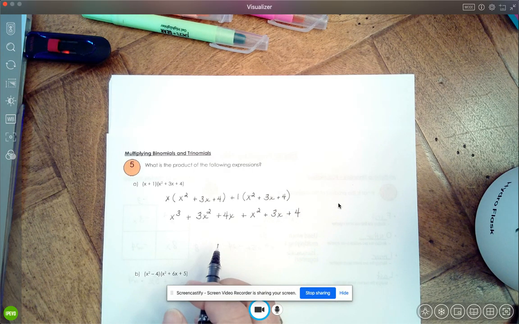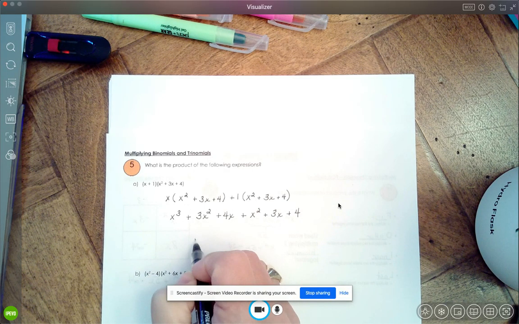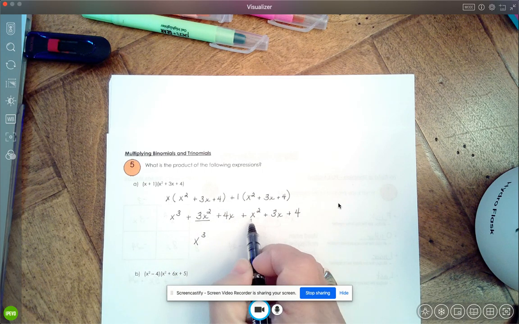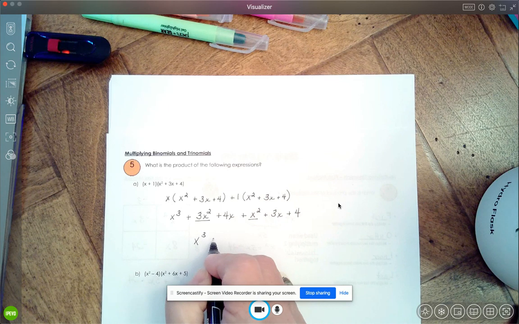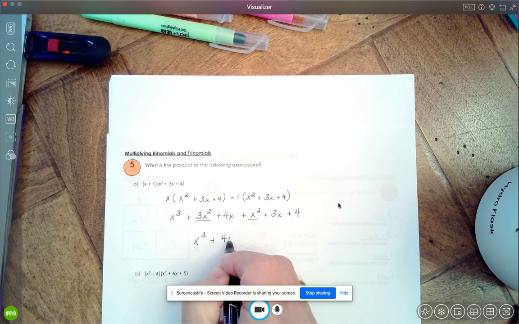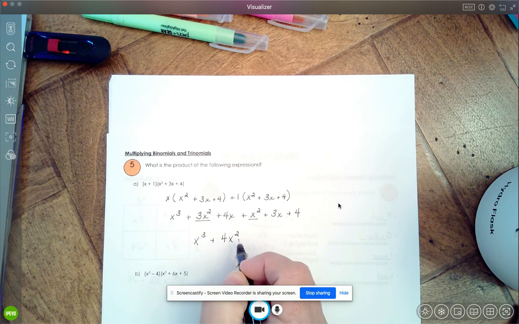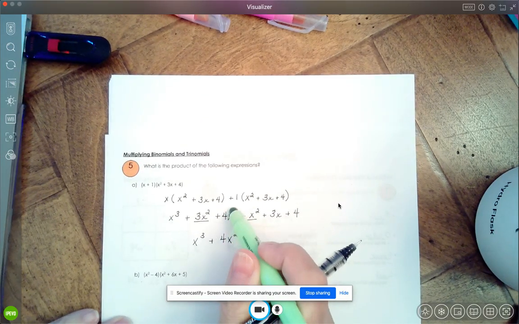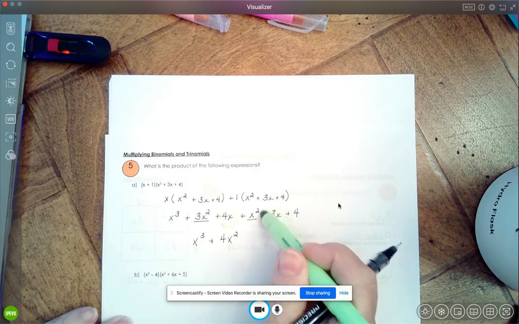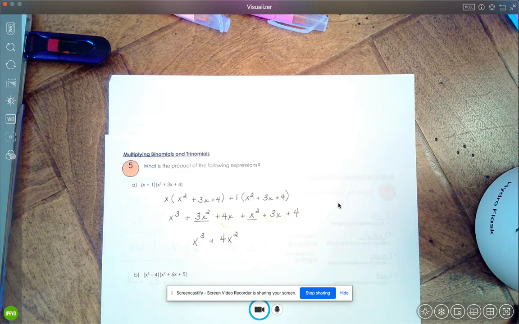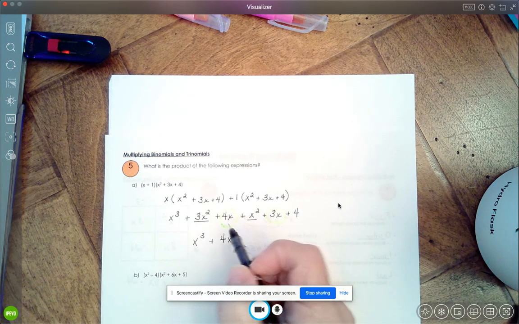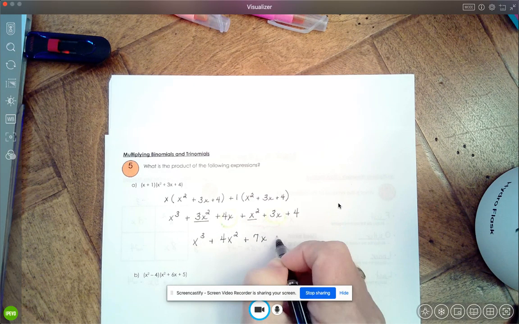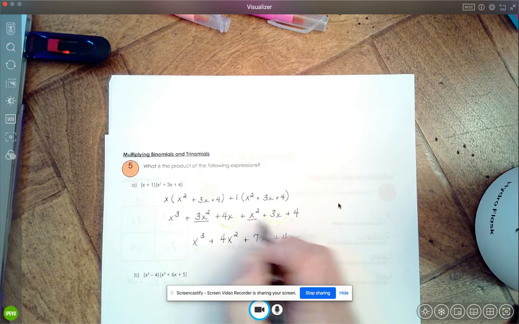When I see what I can combine, I have an x cubed. I have a 3x squared and an x squared, so I have 4 total that are x squareds. And then I have a 4x and a 3x. So 4x plus 3x is a positive 7x. And then I have a constant of positive 4.